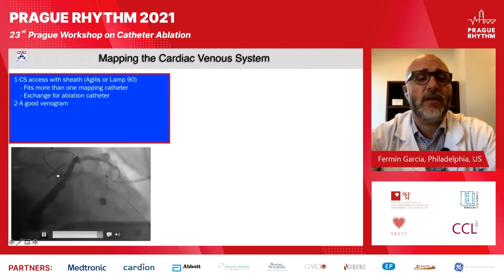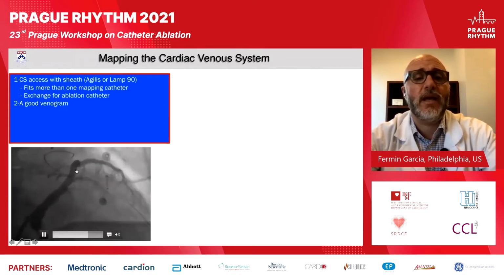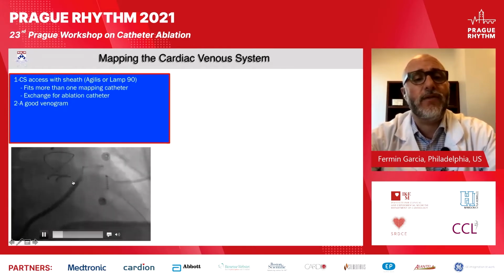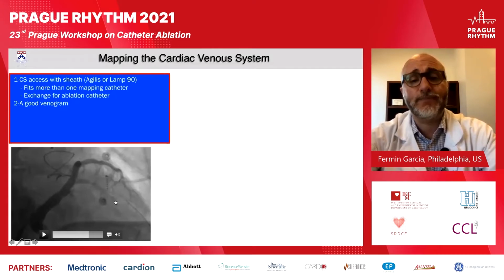Everything starts with a good venogram. You can see here the Agilis sitting. I guide it over a wire all the time. I don't put an ablation catheter or anything different. And then with a forceful injection and a manifold of contrast, we can delineate the whole venous system. You can see the AIV, the great cardiac vein, and several septal venous perforators.